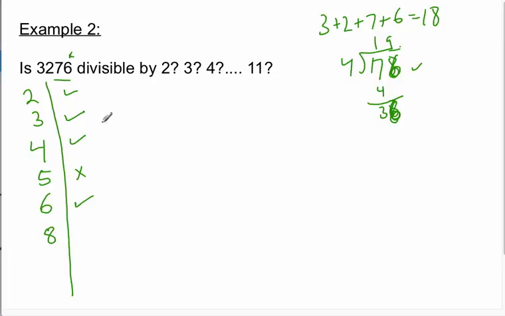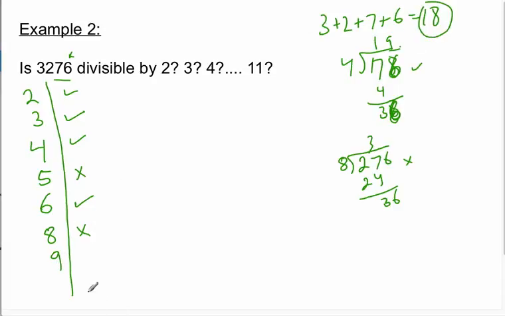We skip 7. For 8, let's try the book method. We need to just check the last 3 digits. Does 8 go into this? 8 into 27, 3, 24, 36, so no, it's not divisible by 8. For 9, well, the sum of the digits is 18. Is 18 divisible by 9? Yes. Divisible by 10? No, because the last digit is not 0.